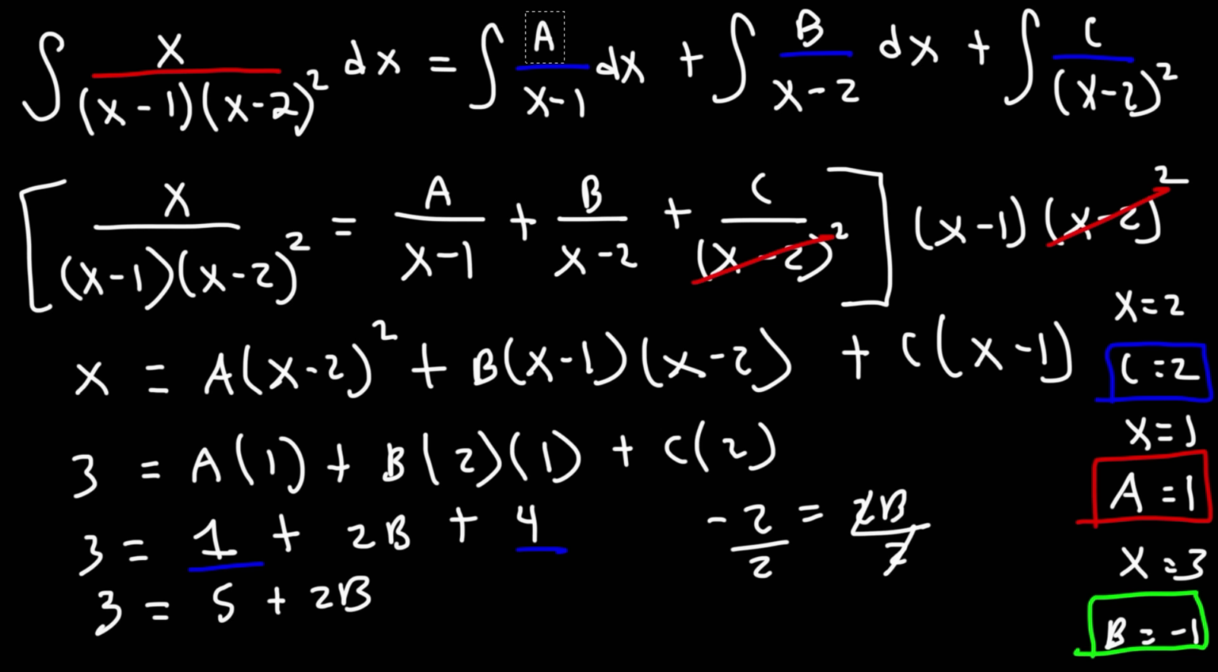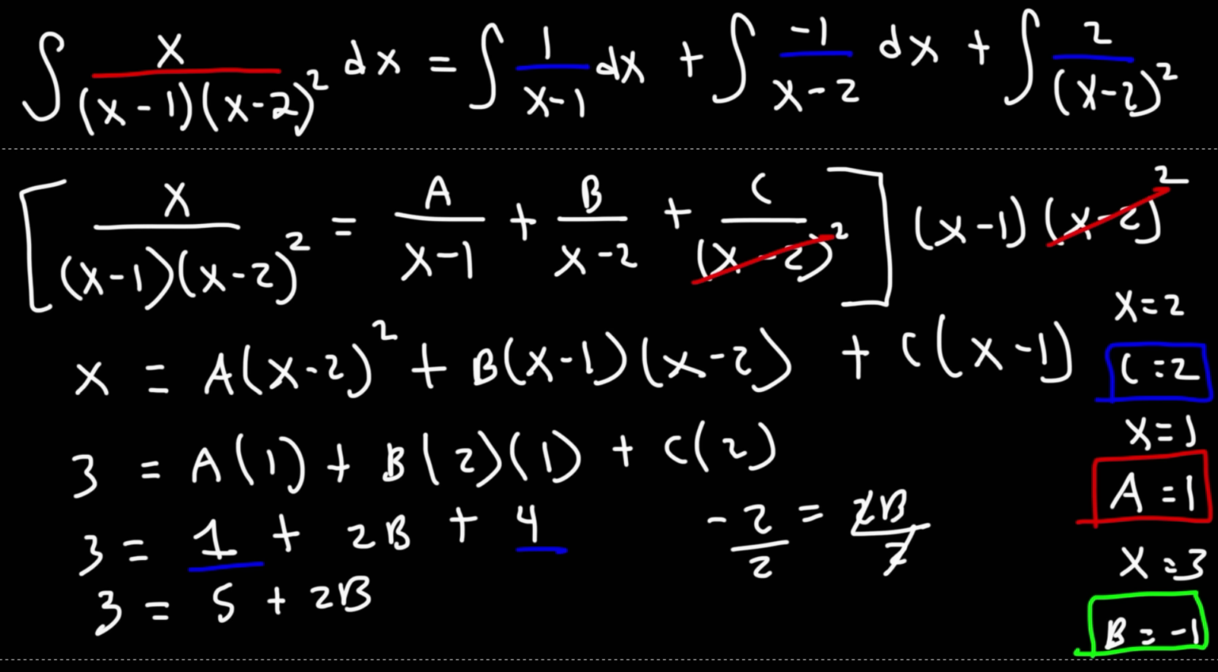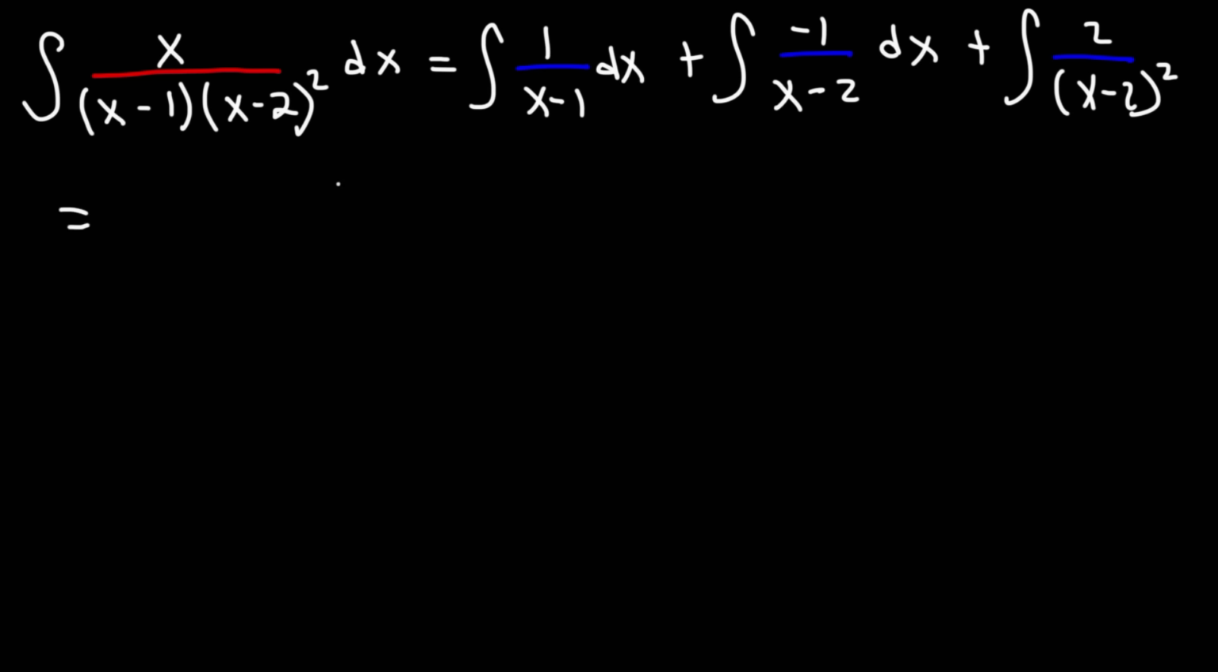So let's replace a with 1, and let's replace b with negative 1, and then c with 2. The antiderivative of 1 over x minus 1 is going to be ln of the absolute value of x minus 1. And then next, this is going to be negative ln of x minus 2.